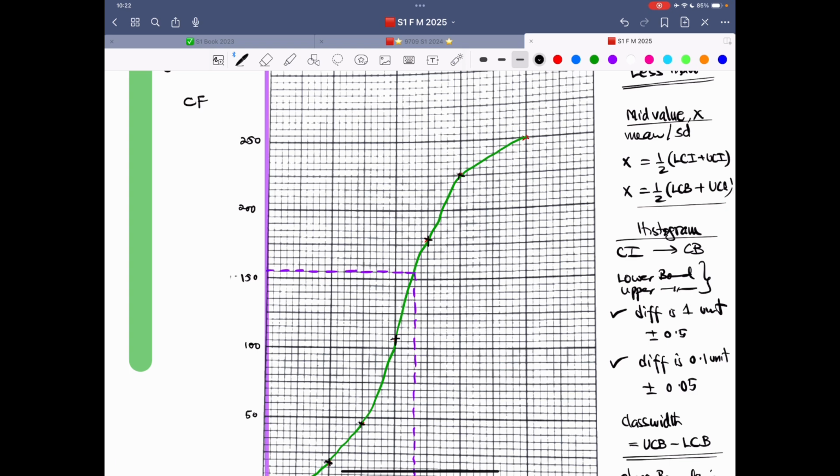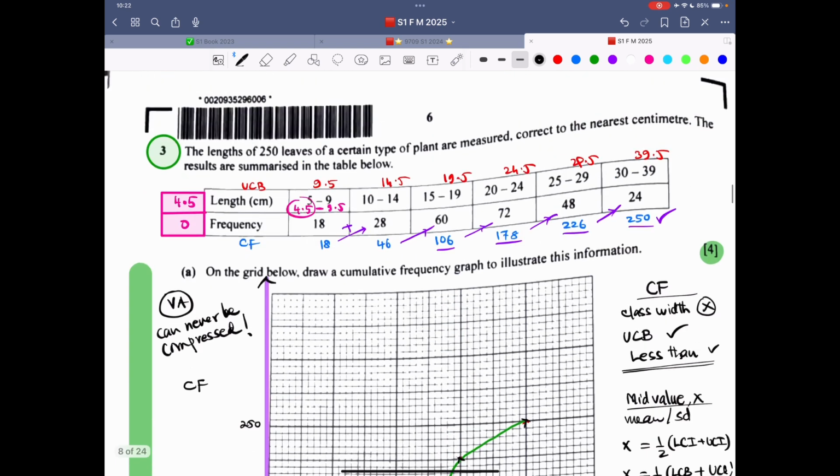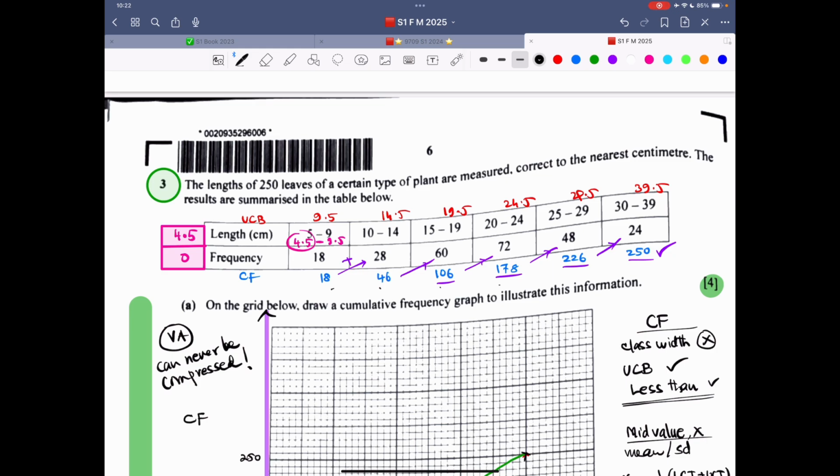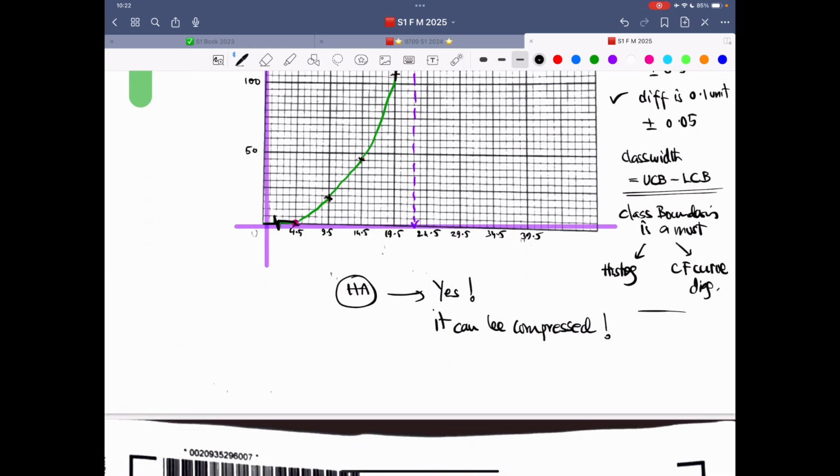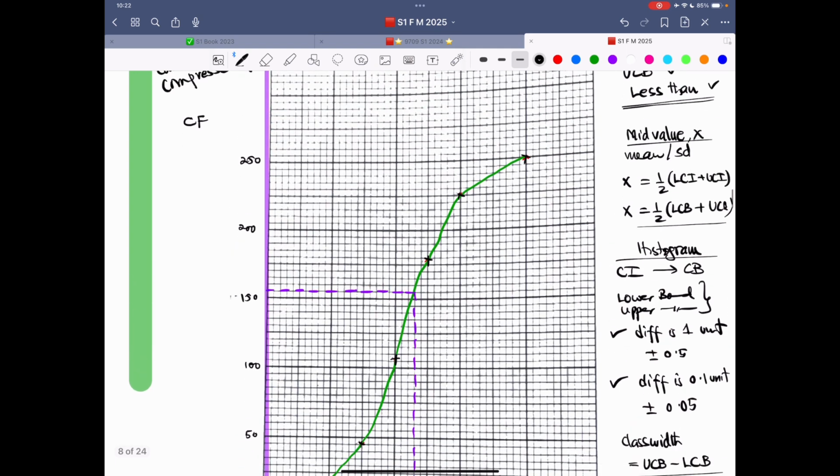This one, and this one. I think there were 6 points: 1, 2, 3, 4, 5, 6. Besides this one, that is this one over here. So 7 points, you join it, you get the answer.